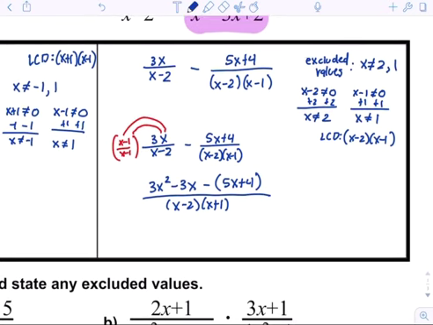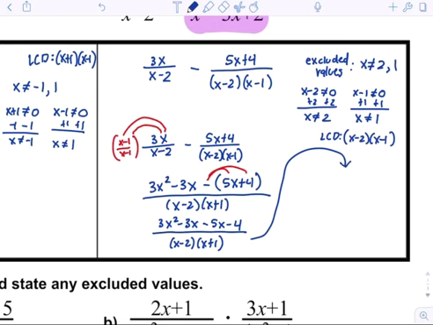So let's simplify 3x squared minus 3x. Remember, distribute this negative to both. Minus 5x minus 4 all over x minus 2, x minus 1. And you guys are going to get 3x squared minus 8x minus 4 all over x minus 2 and x minus 1. Okay, and that trinomial on top is not factorable, which means this is your final answer.